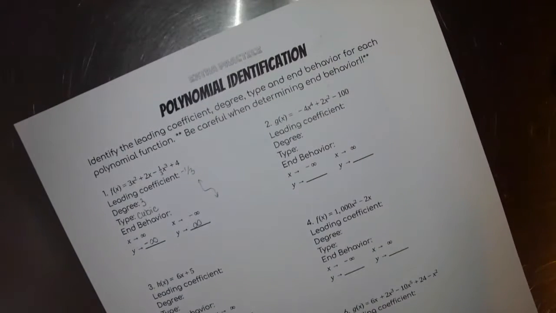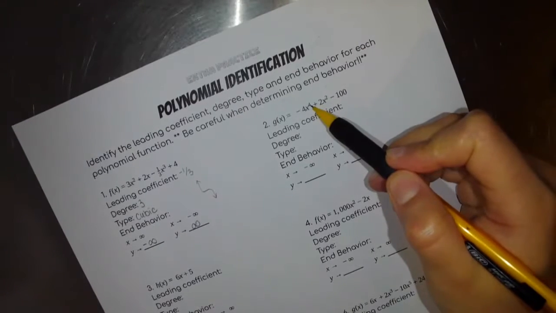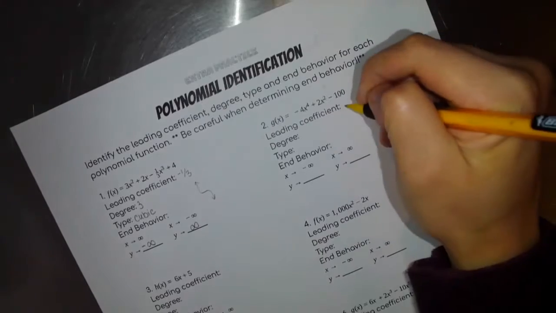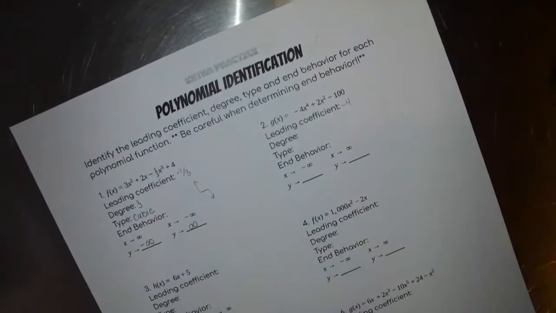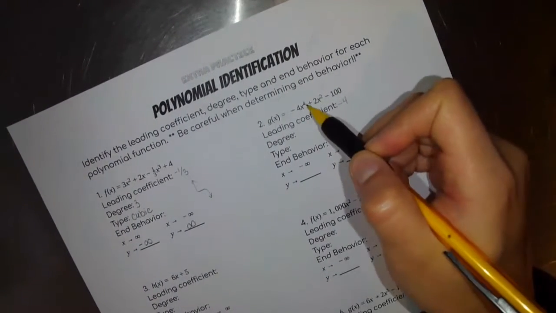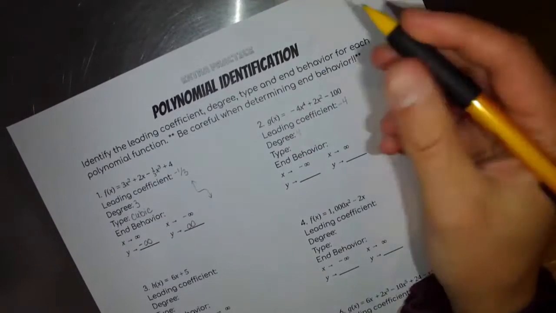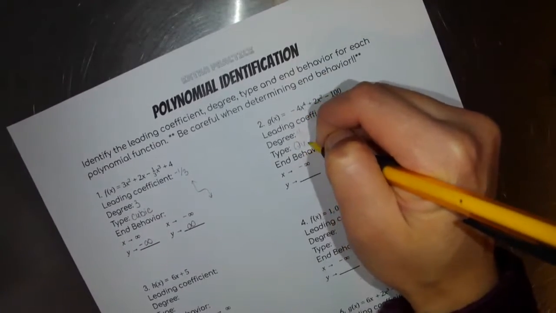Great, so let's look at the next one here. I have leading coefficient, so I look for the highest exponent. My leading coefficient is this number in front of the variable, so -4. The degree is the highest exponent, which is 4. And when our degree is 4, the type is quartic.